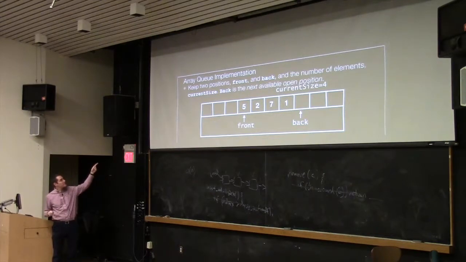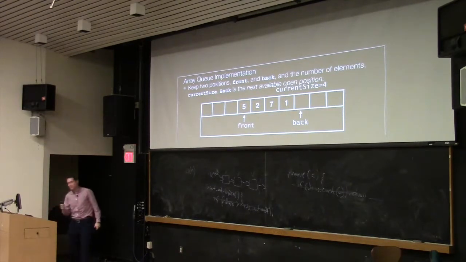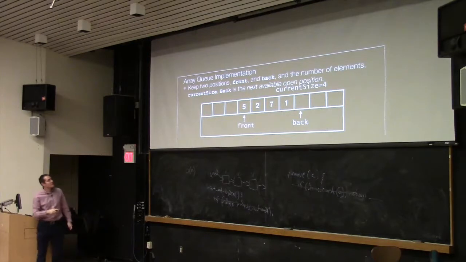Here's how you do this. You keep two positions. You keep the front, and you keep the back. Some people do it a little bit differently, but I like to keep the back at the next available spot. So the back should be an index to the next available spot. I have my little pointer these days. This is the brightest pointer I've ever seen in my life, too. Stare at this one, you're going to go blind.